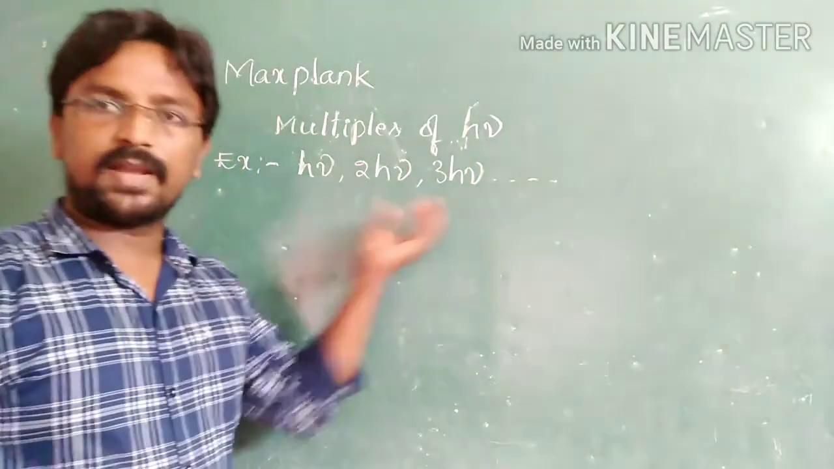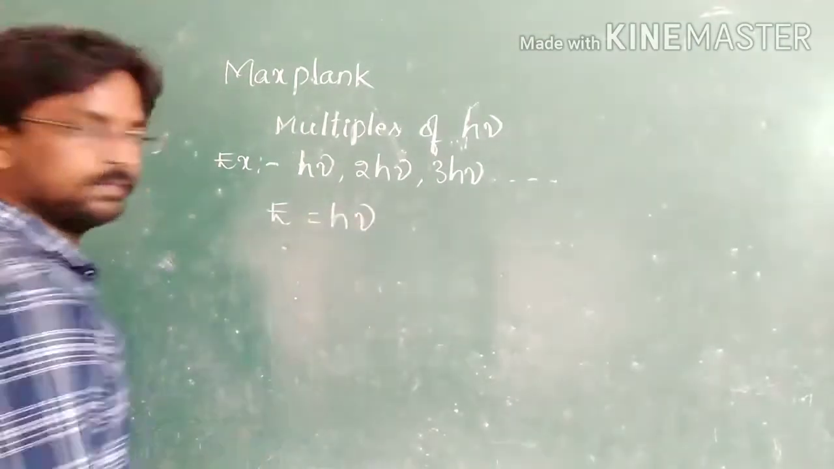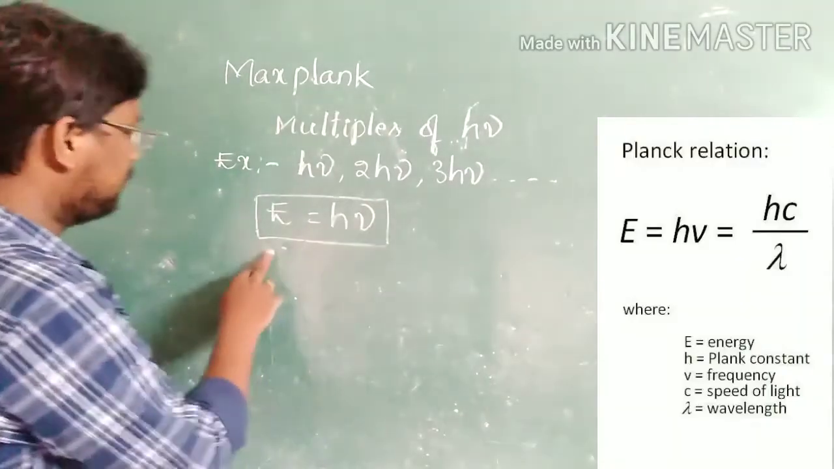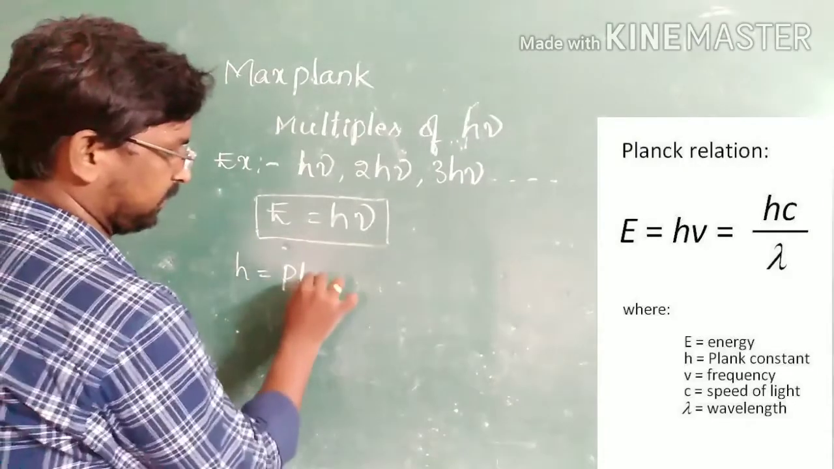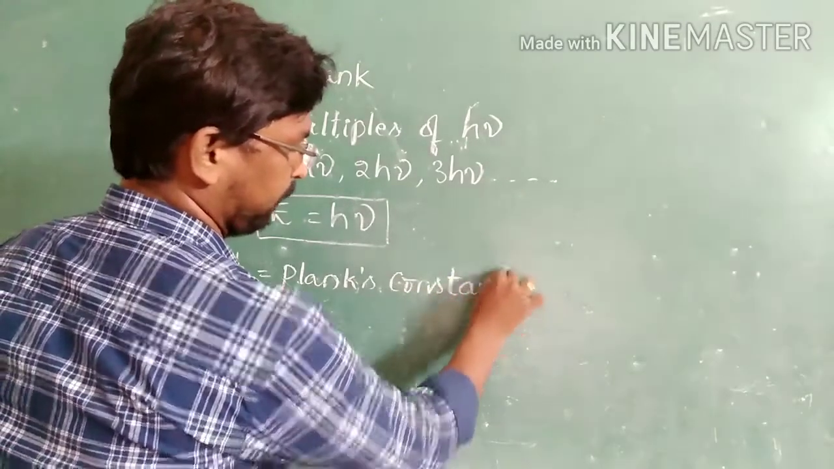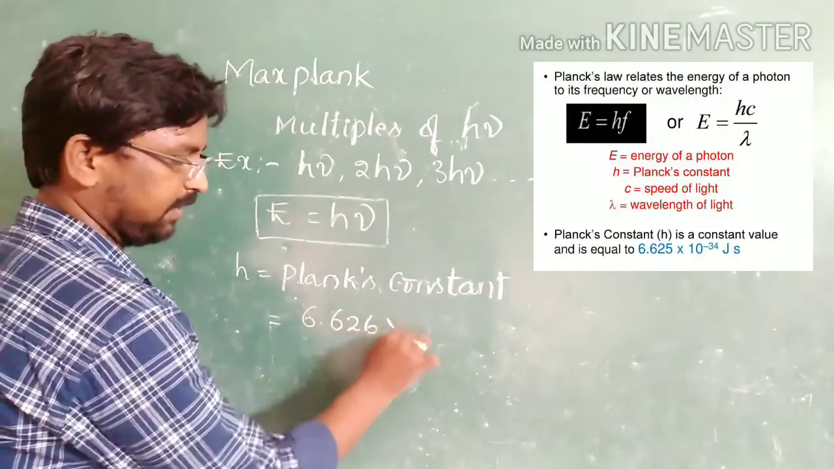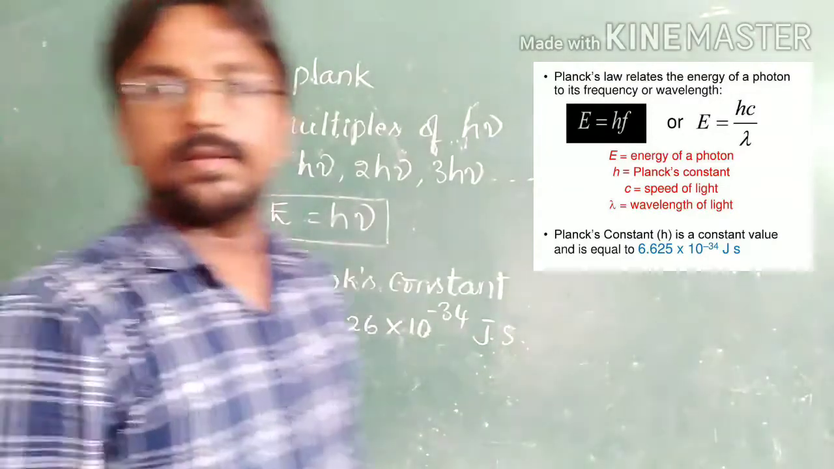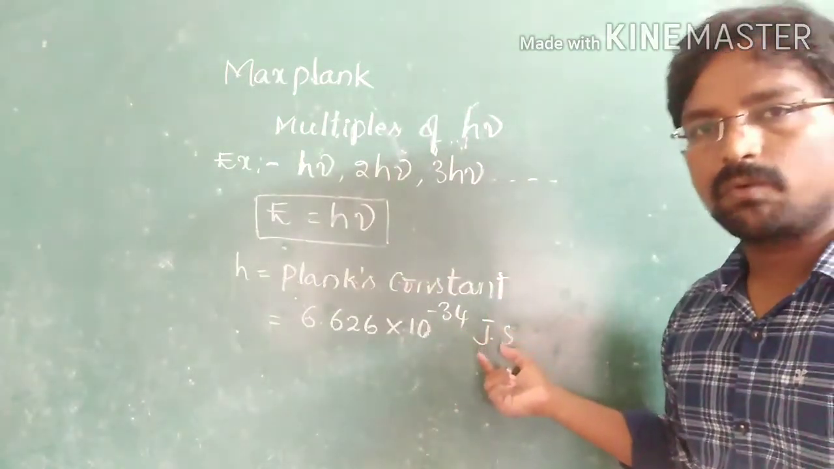Like that, he gave the relationship E is equal to h nu. This is a very important relation. E is energy, and h is Planck's constant. Its value is 6.626 into 10 power minus 34 joule seconds.